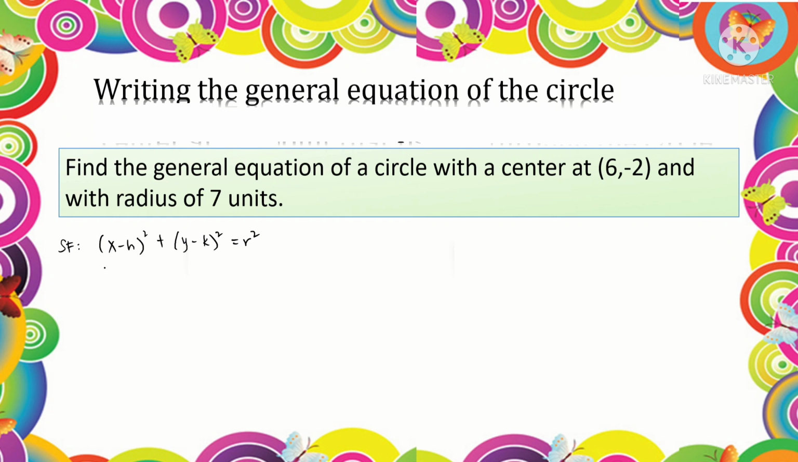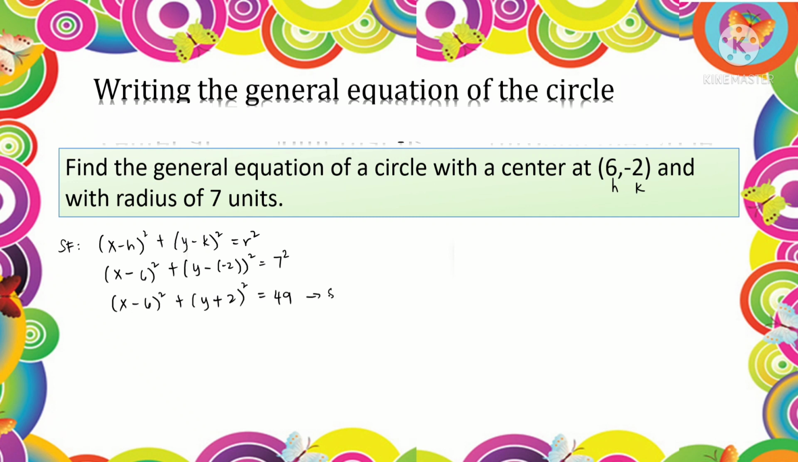Given the center (6, negative 2), this will be our h and this is your k. So (x minus 6) to the power of 2 plus (y minus negative 2) to the power of 2 equals, your radius is 7 units, so 7 squared. Simplify. (x minus 6) to the power of 2 plus (y plus 2), since negative times negative is positive, to the power of 2 equals 7 squared, 49.